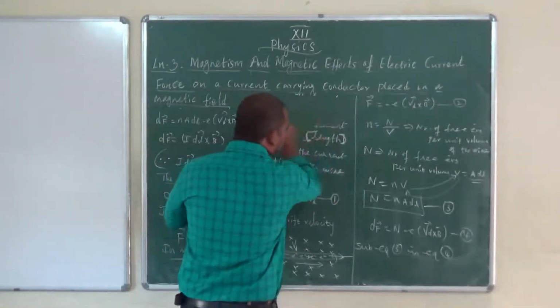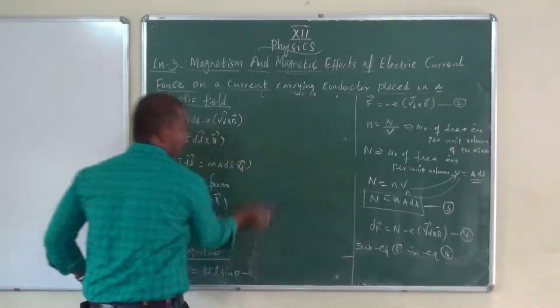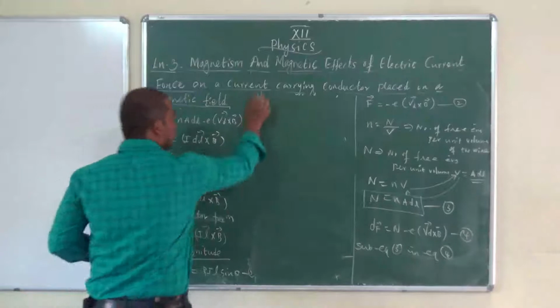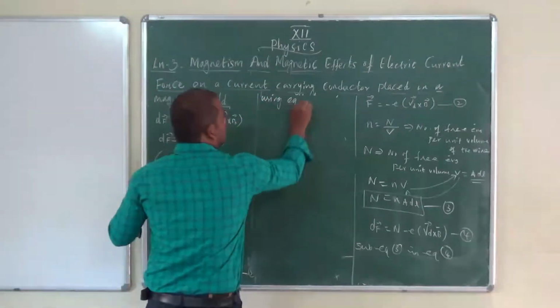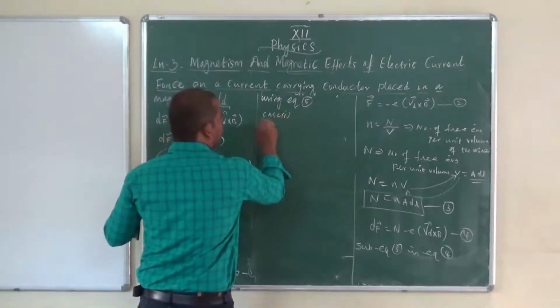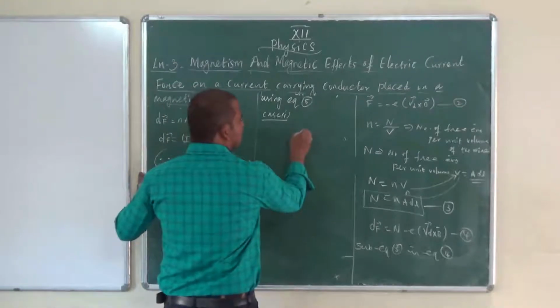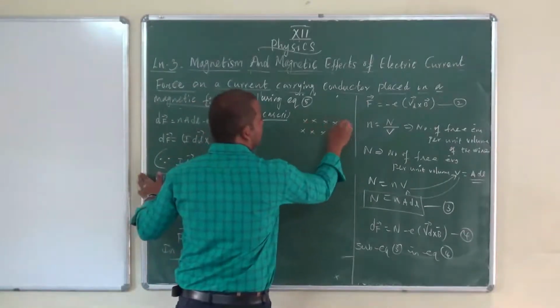Using that equation, we have to derive, or we have to discuss two cases. Case 1 and case 2. First, using equation 5, case 1. What is that case 1? See, this is the magnetic field. Assume a uniform magnetic field.